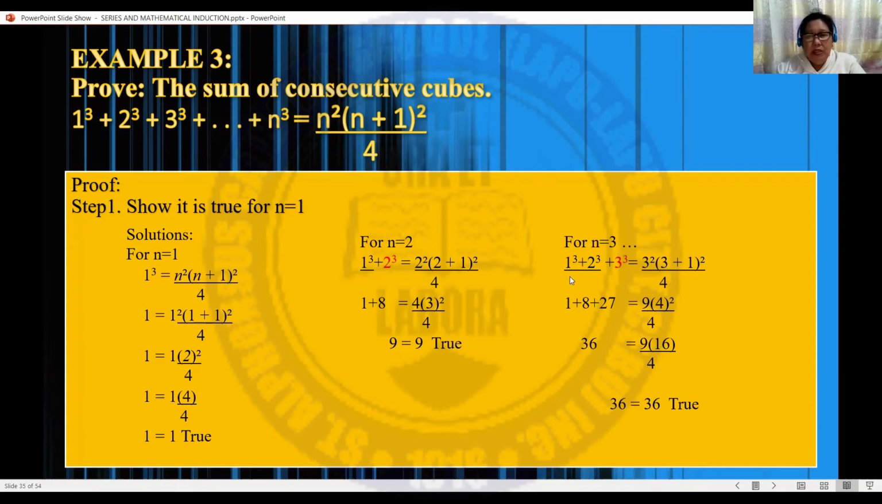Let us check using n is equal to 3. So by this time, we have to use the first three terms. 1 cube plus 2 cube plus 3 cube. So change n into 3. So 3 squared now times the quantity 3 plus 1 and then you square, all over 4. So 3 squared is 9. 3 plus 1 is 4. Then square over 4. So 9 times 16 over 4. So we have 36 is equal to 36. You can divide 16 by 4, which is equivalent to 4, and then multiply it with 9, it's 36. So 36 is equal to 36, which is true. And so on and so forth.